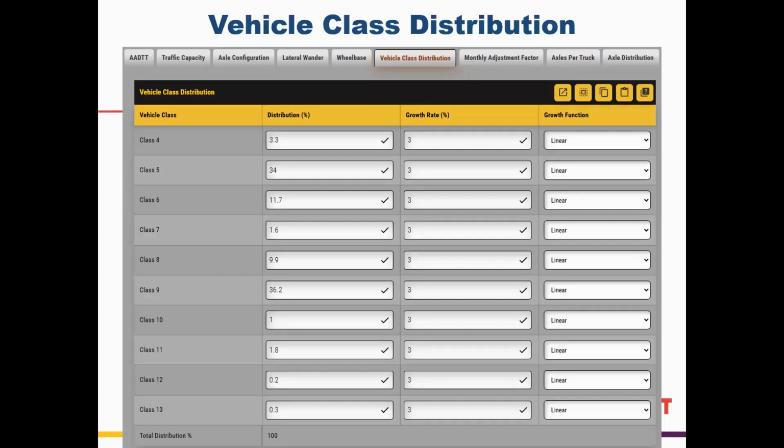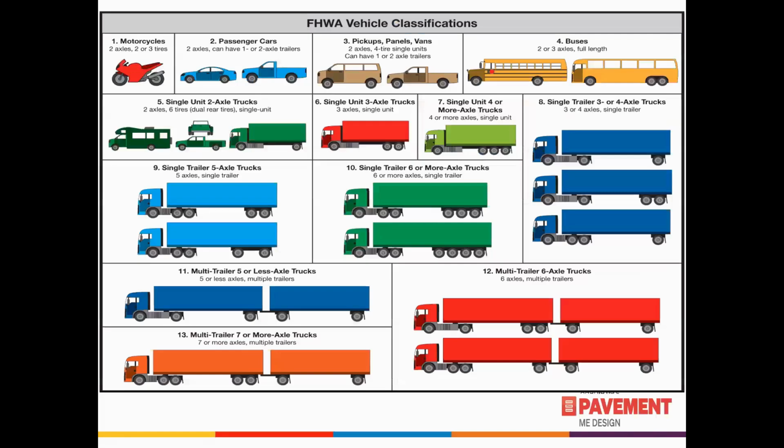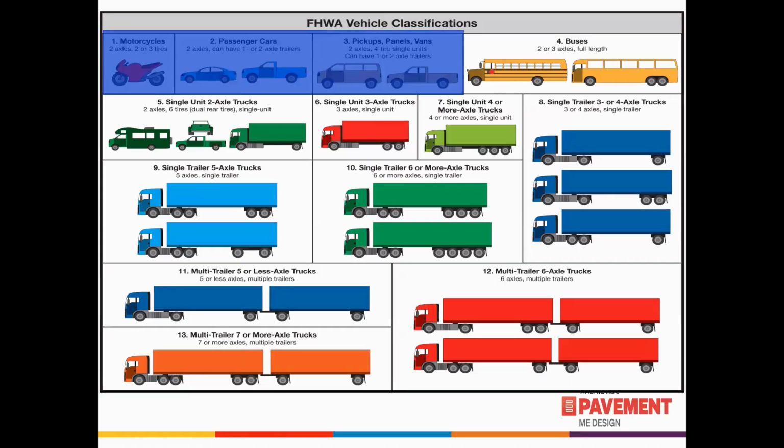You have the distribution percentage, which the total of all 10 should, of course, add up to 100. You're inputting what the growth rate per year is, and then whether that growth function is going to be linear or compound. And this kind of shows you visually what each class is. The first three are light traffic, and so they're not used in the design analysis because they really don't provide any.